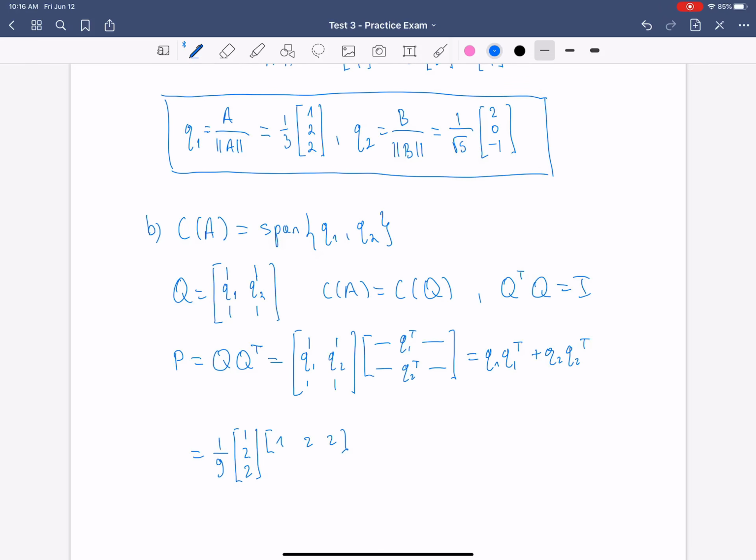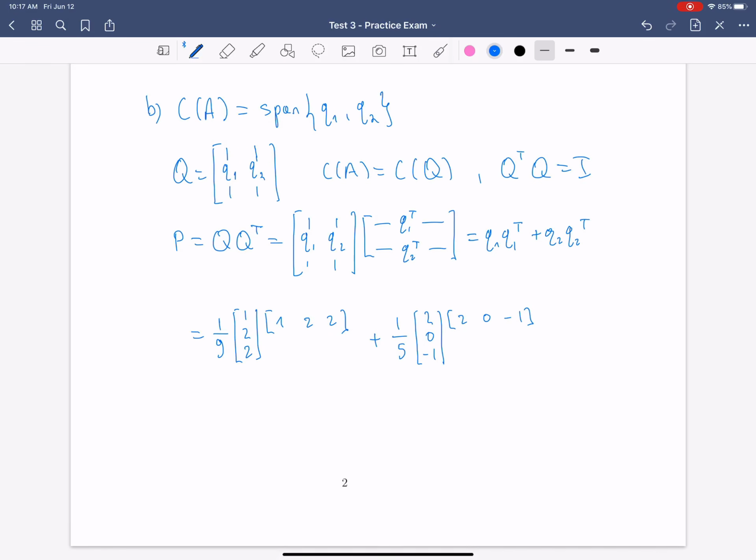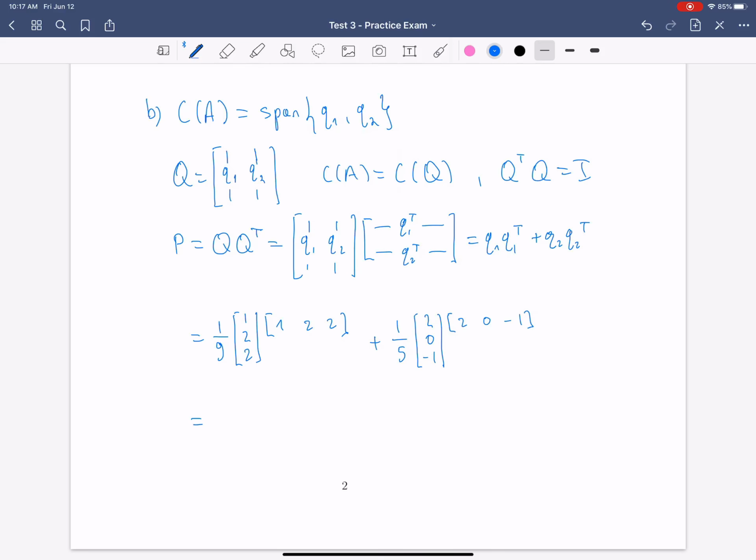That's from Q1, Q1 transpose. Then from Q2, Q2 transpose, so here is 1 over root 5 from Q2, and another 1 over root 5 from Q2 transpose. When you multiply those two, you get a fifth. And then you multiply 2, 0, negative 1 times 2, 0, negative 1. Rank 1 matrices are very easy to compute. So we will continue with that 9th.